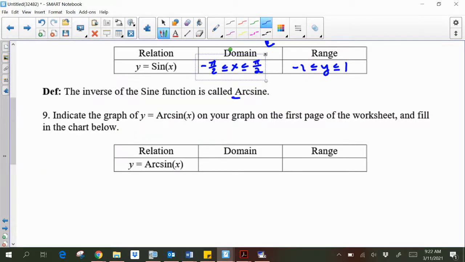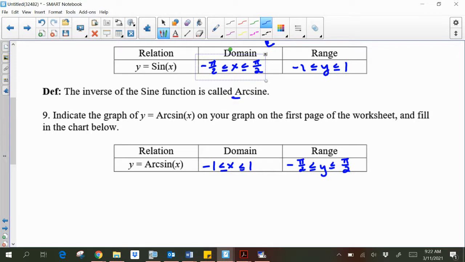So again, the domain here is negative 1 to 1 still. But now the range is negative pi over 2 to pi over 2. Now the inverse is a function, right? It passes the vertical line test. Questions so far?